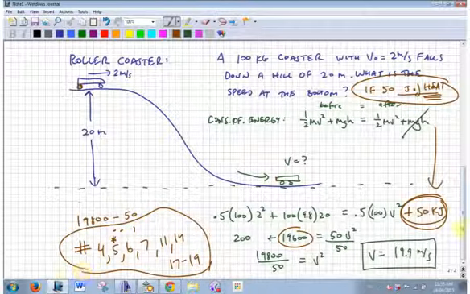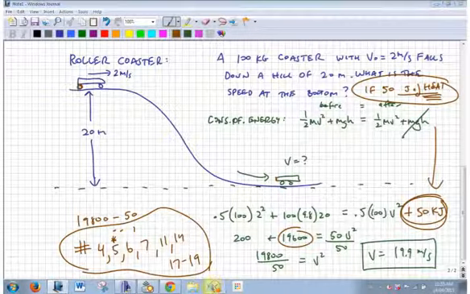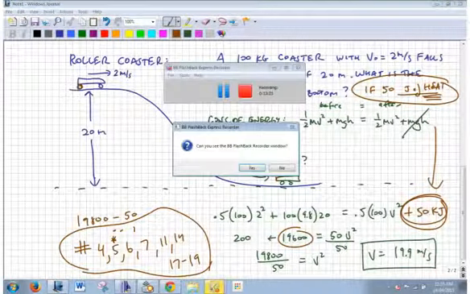Alrighty? Having said that, who's got accelerometers on their smartphones?